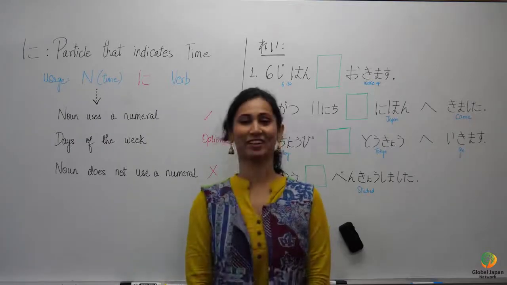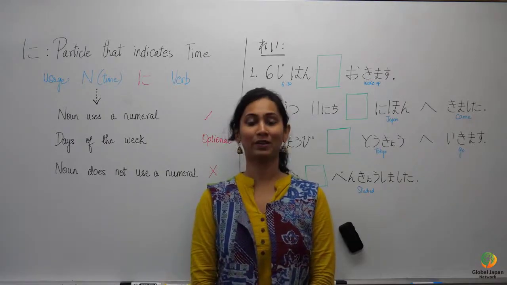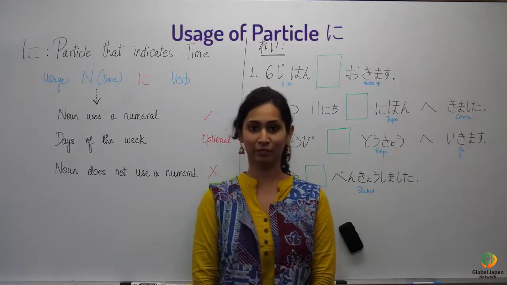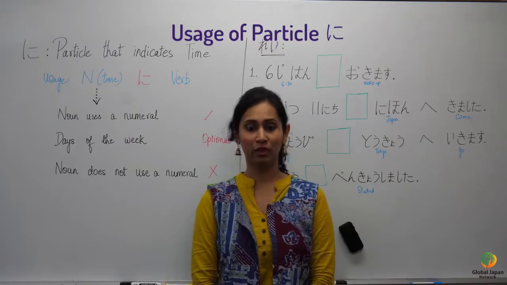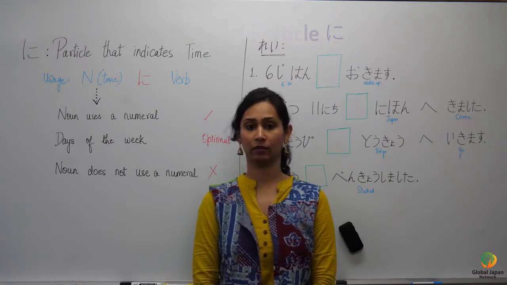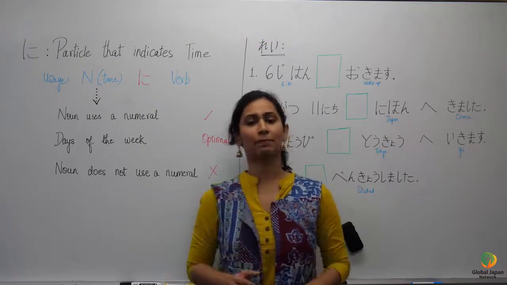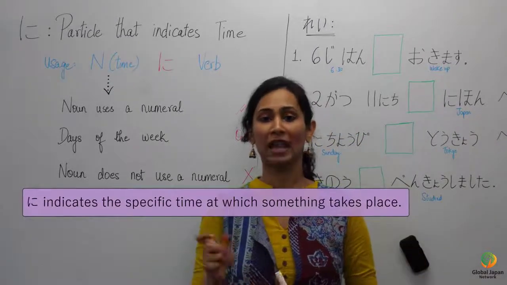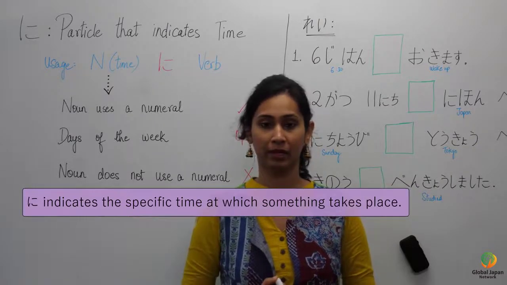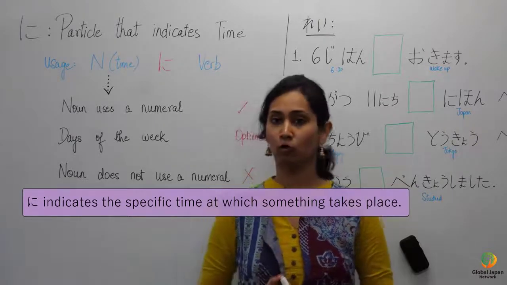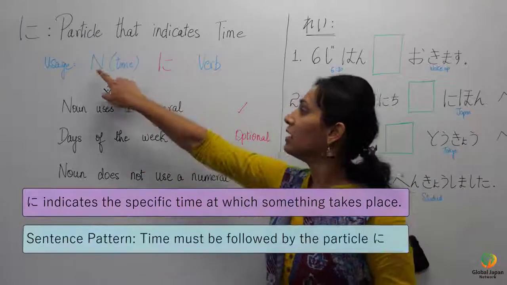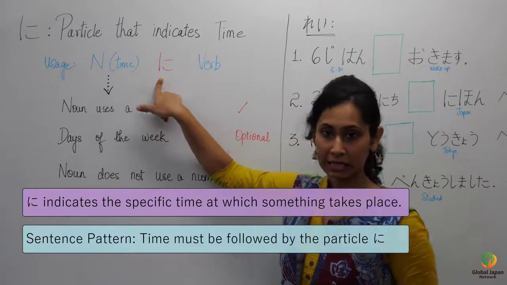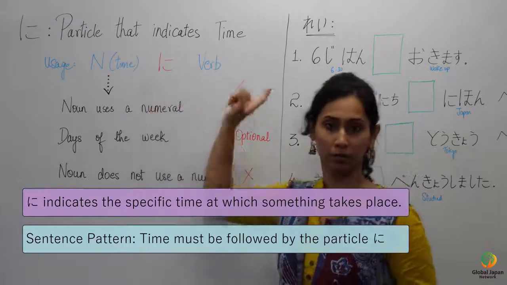Minasan, konnichiwa. このビデオでは助詞について説明します。In this video, I will explain to you the usage of particle ni. Ni as a particle is used to indicate a specific time at which an activity takes place. The sentence pattern would be as follows. Noun, that is time, followed by the particle ni, and then comes the verb.